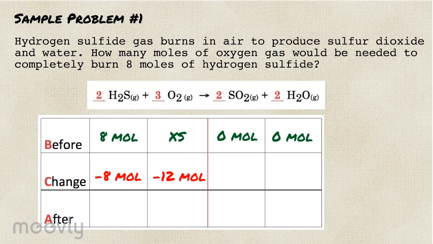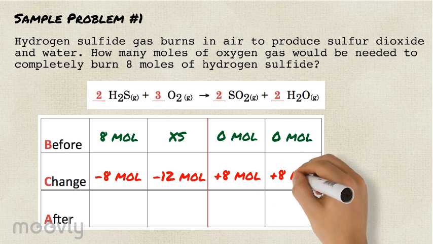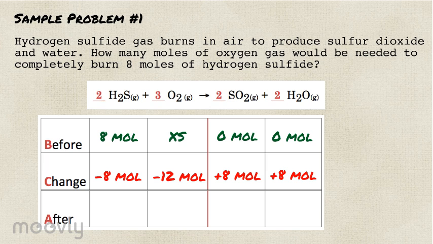The mole ratio between sulfur dioxide and hydrogen sulfide is 2 to 2. Therefore, if 8 moles of hydrogen sulfide are used up, 8 moles of sulfur dioxide will also be produced. This is the same for water, since it is also related to hydrogen sulfide by the same mole ratio.